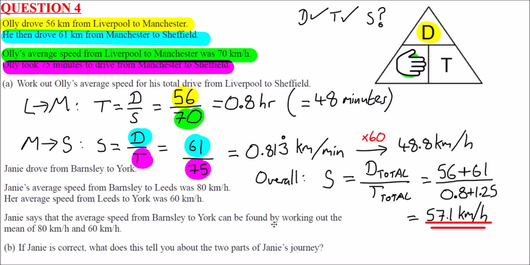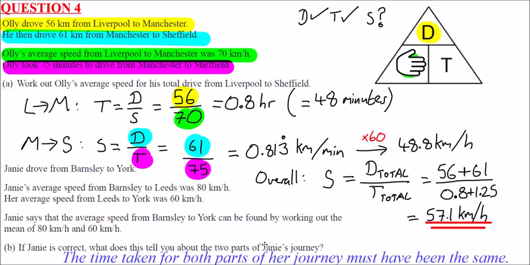So we just need to write something along these lines to secure the mark. The time taken for both parts of her journey must have been the same. That's all we need to write. So that's question 4 boxed off.